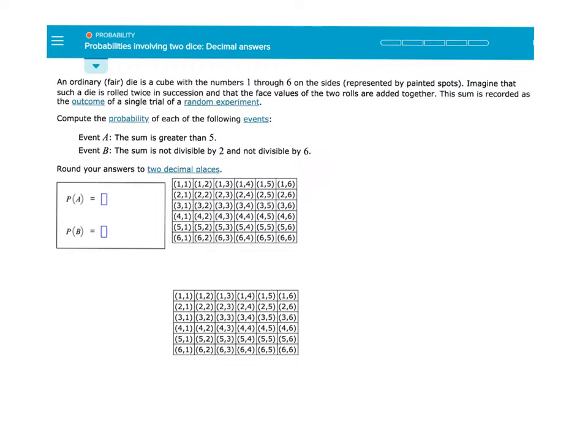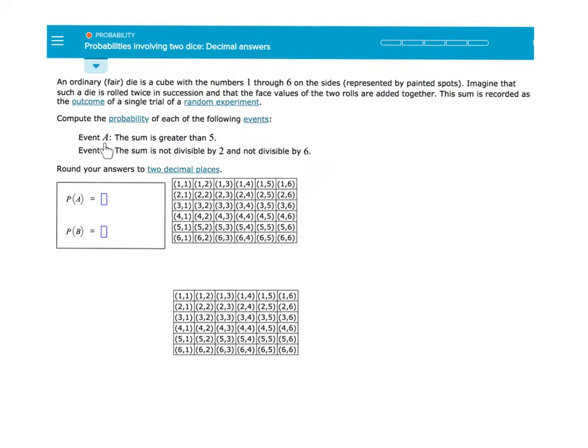Since we have two answers to find, two probabilities, I provided here two tables containing the entire sample space of this experiment. There are 36 possible outcomes when I'm rolling the die twice. Each pair indicates that I am recording the outcome. For example, if I grab this pair here, it means on the first toss we got 4, on the second one we got 2, and the sum of the two outcomes is 6 in this case.